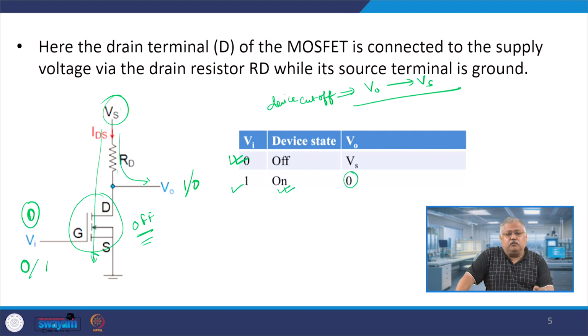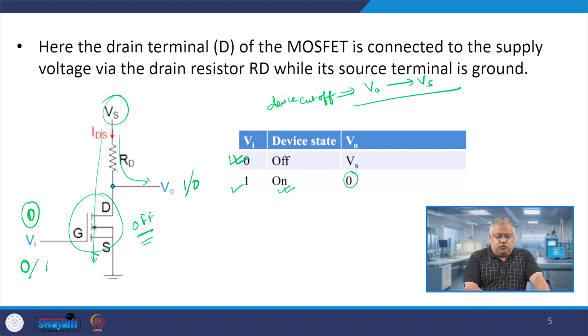I can as well remove RD, but RD is generally not removed because that is the load resistance which you see on the output side. I can also put a resistance on the source side in order to stabilize it. At this stage we will not discuss any further than this, at least for the source side resistance.